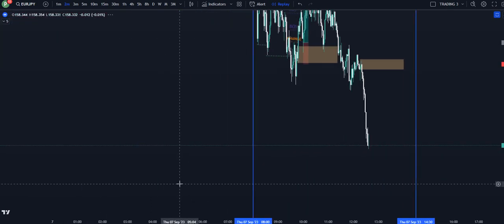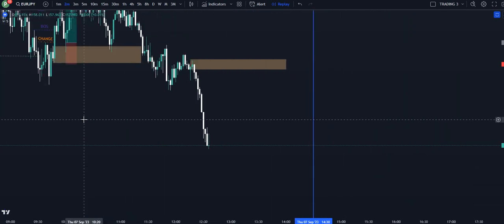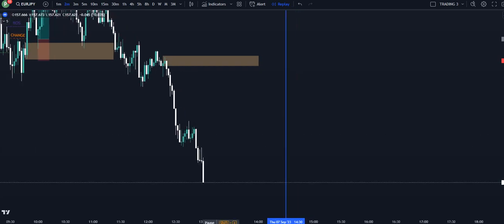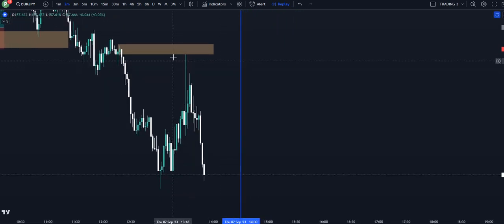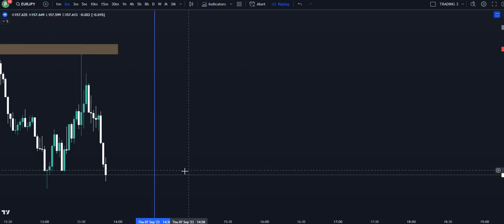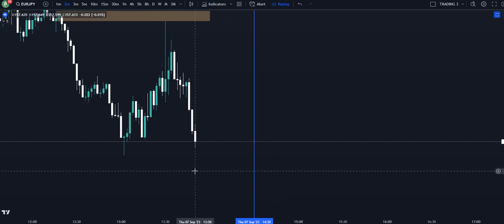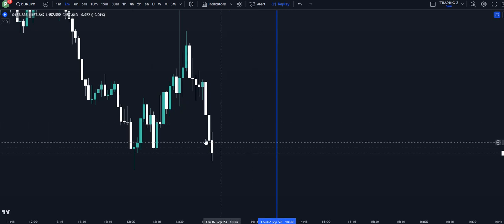Now let's take a look where we are. So we've taken this out. Look at that. We've tapped into the order block here, and then we have a massive rejection. It looks like we have one here. We have one here, don't we? We have something here. So this is a nice one.